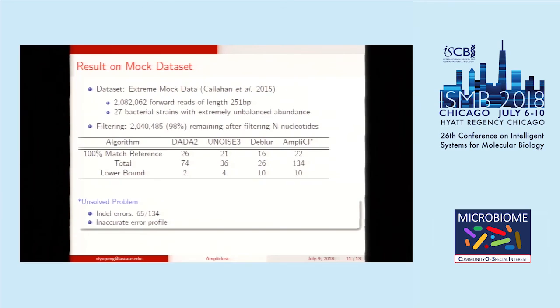Then we also test our algorithms on the mock data set, which we selected from the DADA2 paper. It contains about 2 million forward reads, and it is extremely unbalanced. This is the most difficult data set to classify. No algorithm could do it perfectly. I would like to say that our work is still in progress. We haven't dealt with indel errors, and we still have not found a way to get a very accurate error profile, since our algorithm is very sensitive to the error profile.